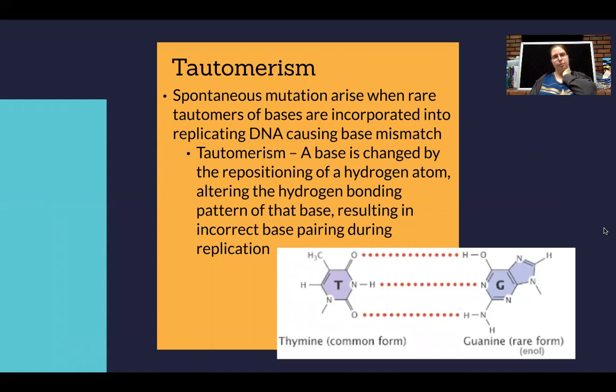So in tautomerism, a base is changed by the repositioning of a hydrogen atom, altering the hydrogen bonding pattern of the base, resulting in incorrect base pairing during replication. So if we look here we have thymine, and normally that should form hydrogen bonds with adenine. But here we have a rare form of guanine. It's a tautomer of guanine. And it can form 3 hydrogen bonds, which lets it bond with thymine. Normally it can't do that, but because of a hydrogen atom being rearranged, it forms a different number of hydrogen bonds, allowing it to bond with its typically non-complementary buddy.